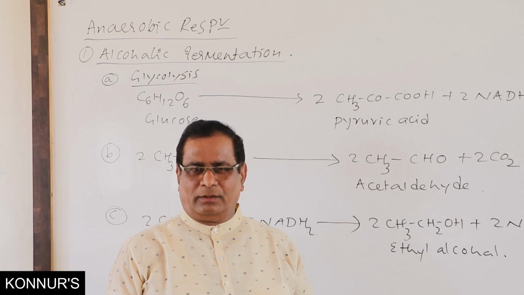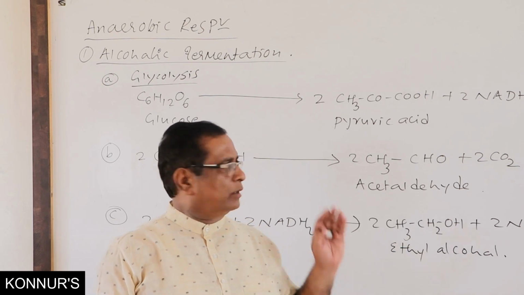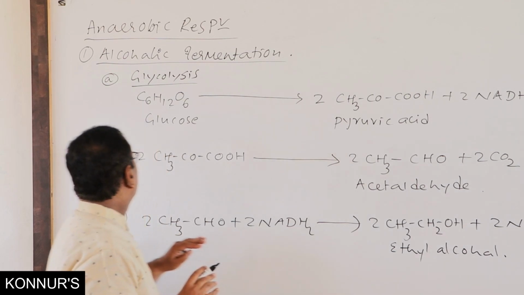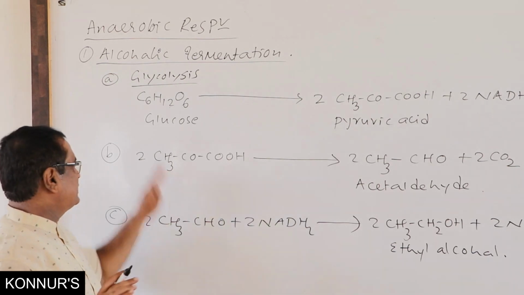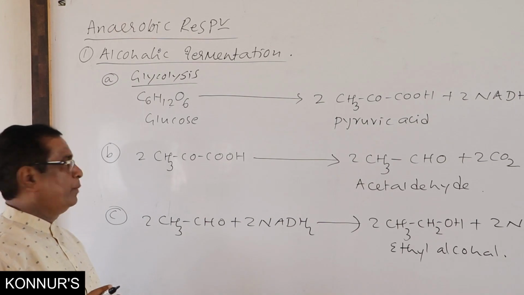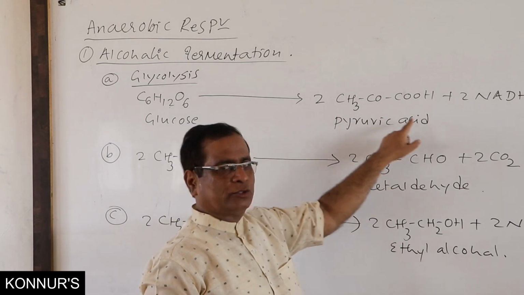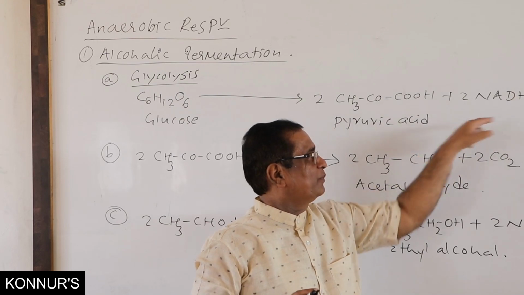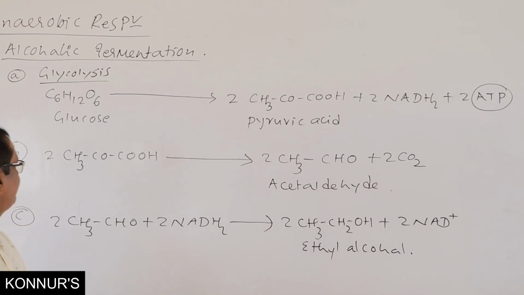Alcoholic fermentation is a type of anaerobic respiration where respiration takes place in the absence of oxygen. Even in alcoholic fermentation, the first step, glycolysis, is there. You know glycolysis in aerobic respiration. See here, glucose gives 2 molecules of pyruvic acid, 2 NADH2 and 2 ATPs, totally 8 ATPs. This is the equation for glycolysis.